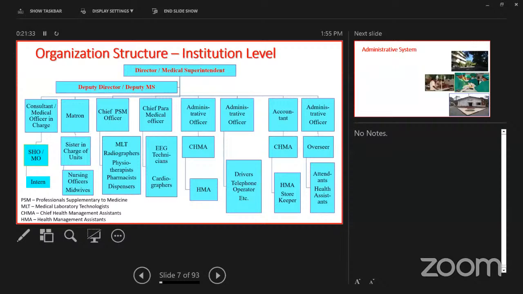professional supplementary to medicine. Dispensers belong to the paramedical category, but they are supervised by the chief pharmacist. So that's why I put it here. Their supervision is done by the chief pharmacist. So there may be chief physiotherapists, chief radiographers, chief MLT, like that. There is a chief PSM officer, and under them there are the PSM services, except for dispensers. Dispensers belong to the paramedical category, but they are supervised by the chief pharmacist. That's why I put it here.